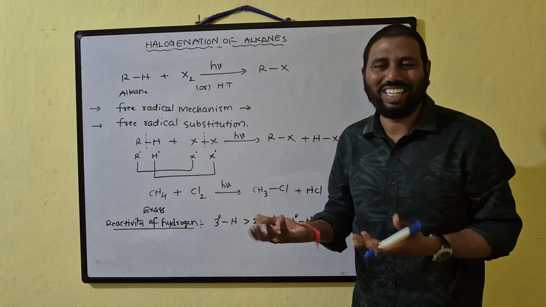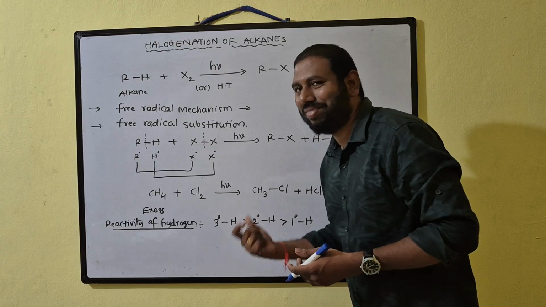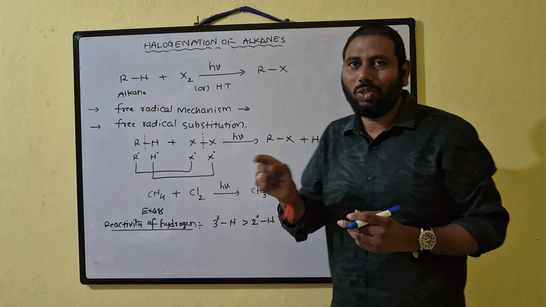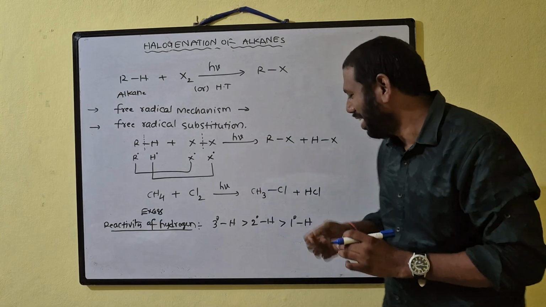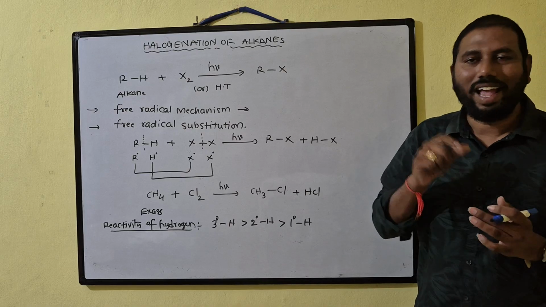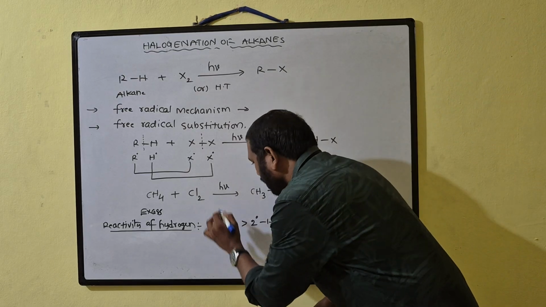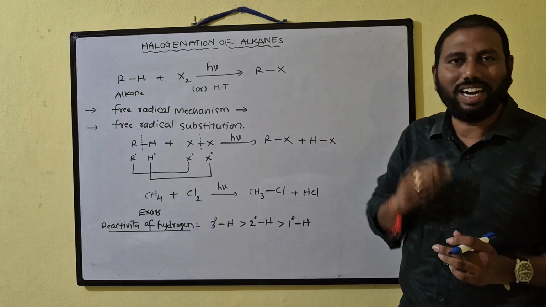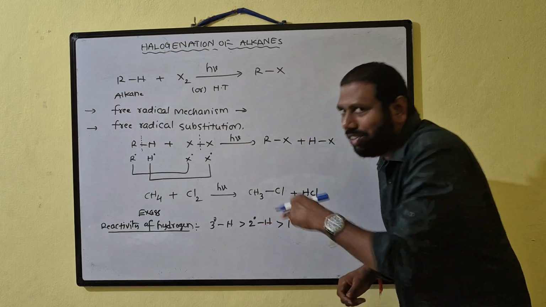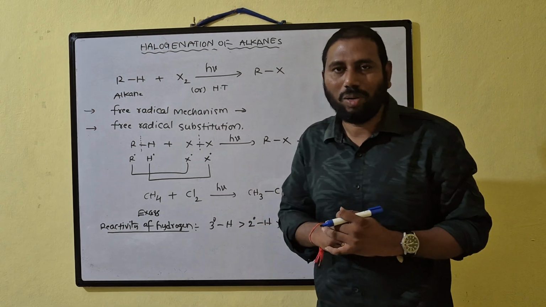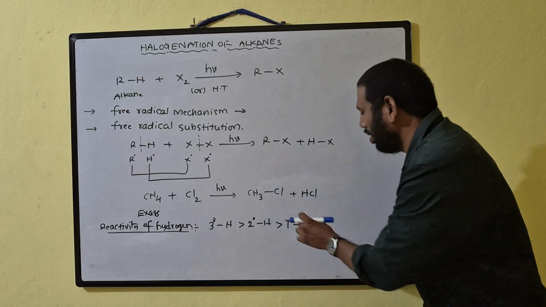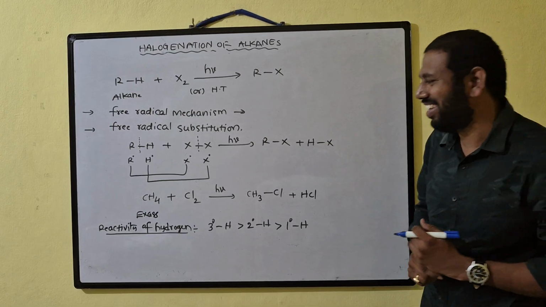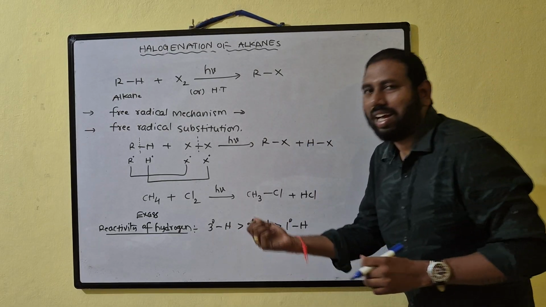What is 3 degree, 2 degree, 1 degree hydrogen, sir? If the hydrogen is attached to a 3 degree carbon, that is called 3 degree hydrogen. If the hydrogen is attached to a 2 degree carbon, that is called 2 degree hydrogen. If the hydrogen is attached to a 1 degree carbon, that is called 1 degree hydrogen. If the 3 degree hydrogen undergoes homolytic cleavage, it forms a 3 degree carbon free radical. The 2 degree hydrogen forms a 2 degree carbon free radical, and the 1 degree hydrogen forms a 1 degree carbon free radical.